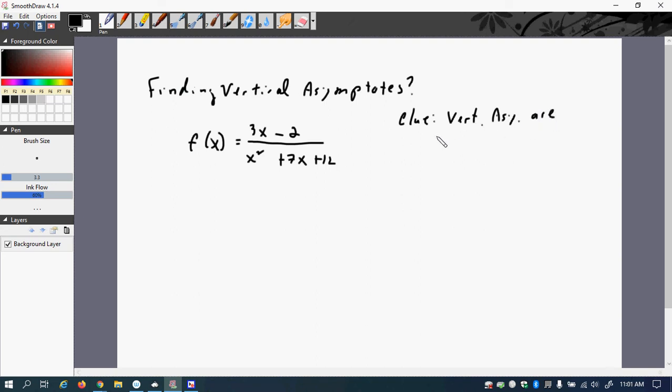And a good clue to put in your notes is that vertical asymptotes are found in the denominators. Okay, that's where you look. You're always looking down here for the vertical asymptote.